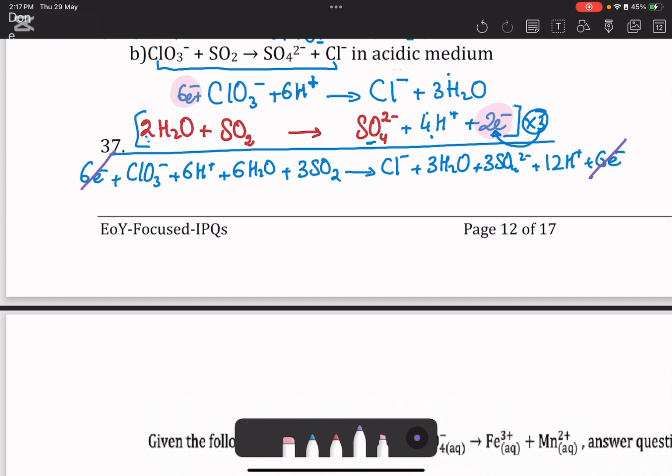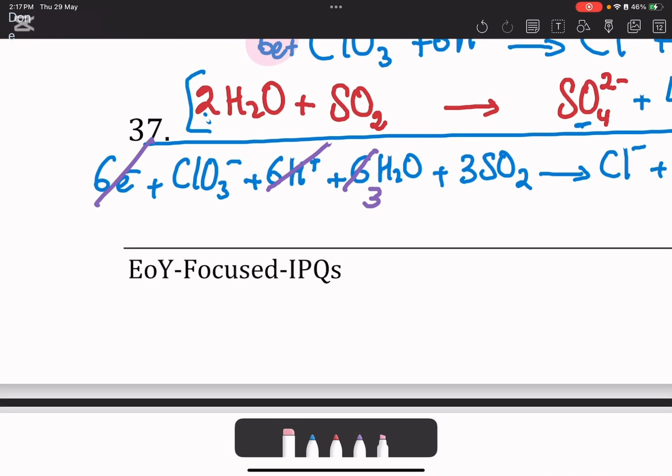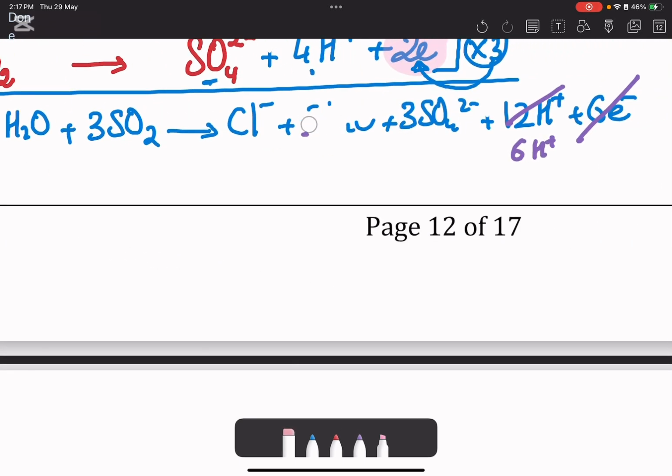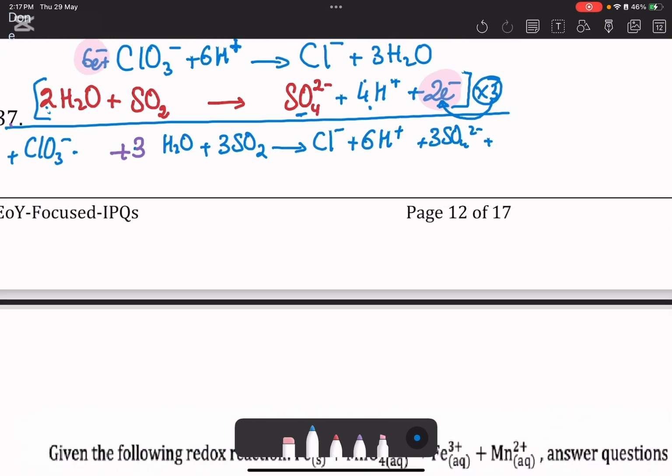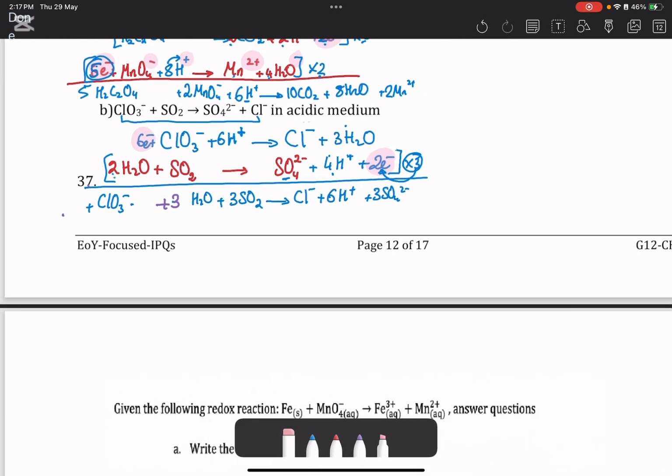6 electrons cancels out. Now 6H plus, and there's 12, 6 will remain. 3H2O and 6H2O, so 3 will remain. So the final one is, this one I can erase, this one I can erase, and instead of the 6 I can put 3. This one cancels out. And instead of this one, I can put 6 H pluses. And that's it, the balancing.